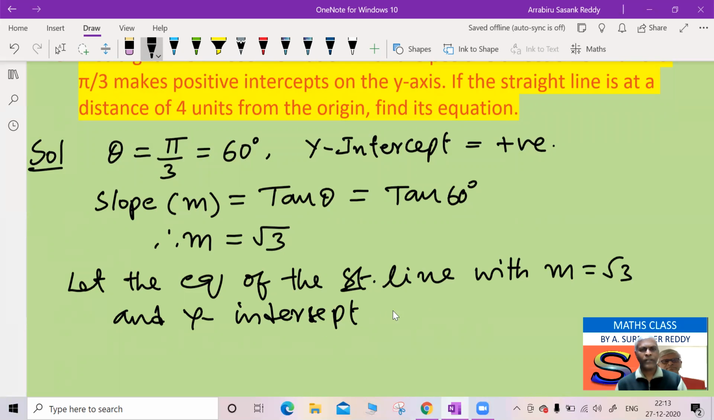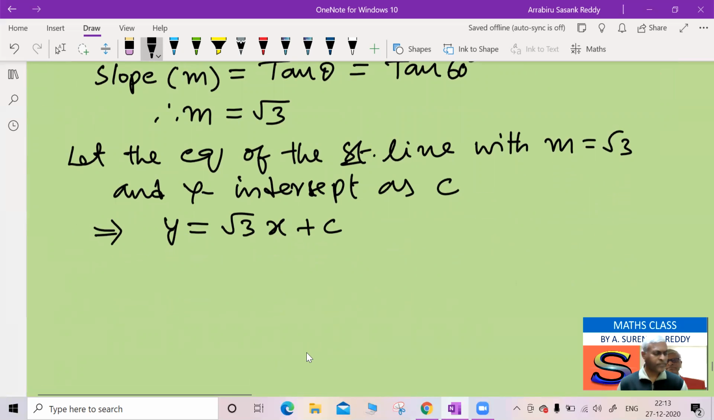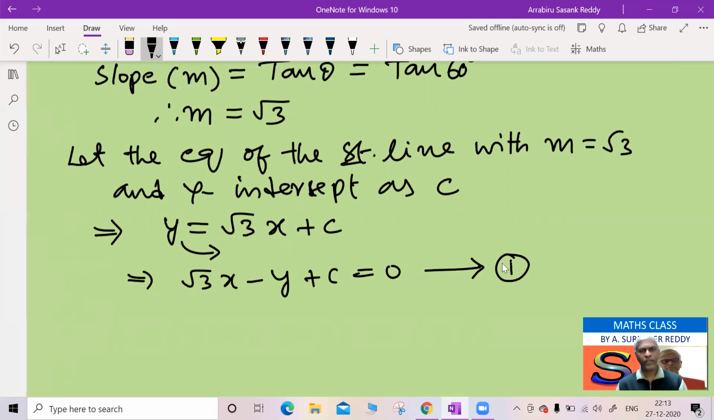Y-intercept as c. So that is y is equal to root 3x plus c, the equation of a straight line with slope root 3. So y can be taken to the right side. This is root 3x minus y plus c is equal to 0. Let us name it as equation 1.